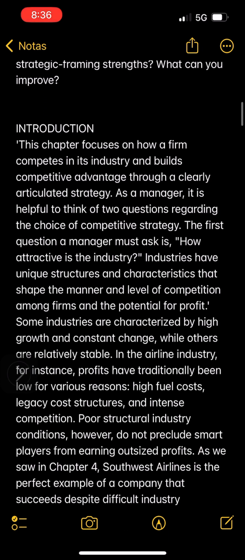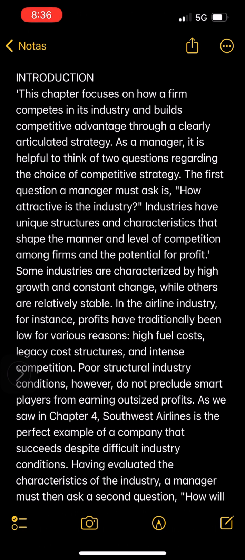Introduction. This chapter focuses on how a firm competes in its industry and builds competitive advantage through a clearly articulated strategy. As a manager, it is helpful to think of 2 questions regarding the choice of competitive strategy. The first question a manager must ask is, how attractive is the industry? Industries have unique structures and characteristics that shape the manner and level of competition among firms and the potential for profit. Some industries are characterized by high growth and constant change, while others are relatively stable.